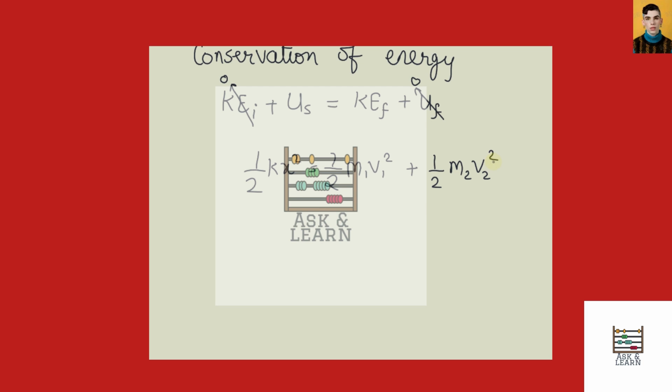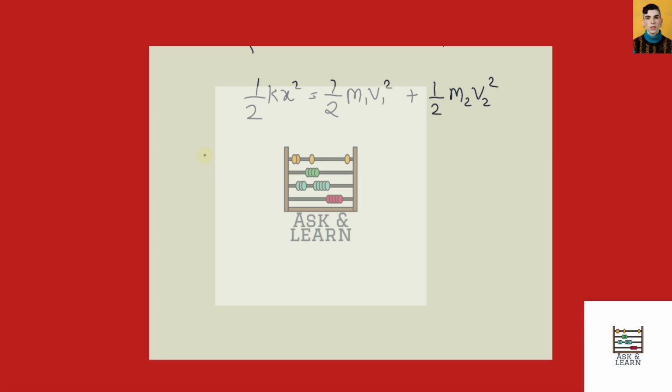But now see this equation. In this equation we have two unknowns. V1 is not known, V2 is also not known. So this problem is not solvable with this equation. If I have two variables, I need two equations. The second equation will come from the conservation of momentum.